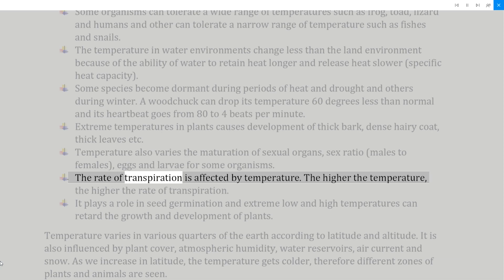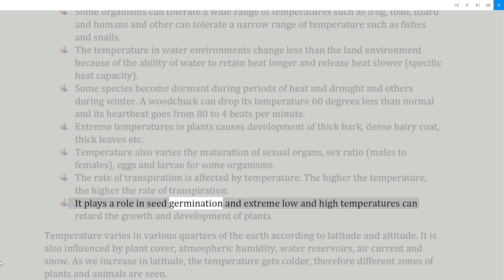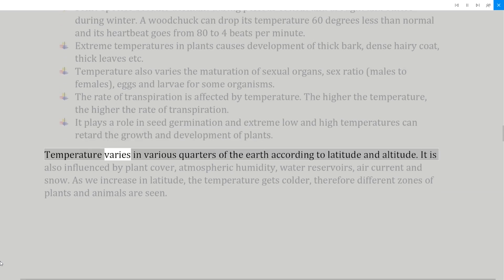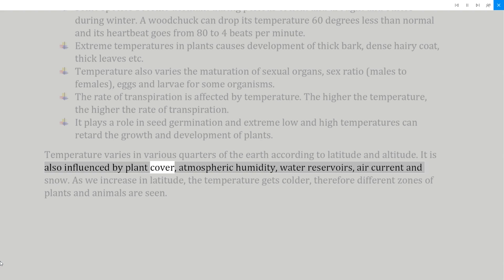The rate of transpiration is affected by temperature. The higher the temperature, the higher the rate of transpiration. It plays a role in seed germination, and extreme low and high temperatures can retard the growth and development of plants. Temperature varies in various quarters of the Earth according to latitude and altitude. It is also influenced by plant cover, atmospheric humidity, water reservoirs, air current and snow.